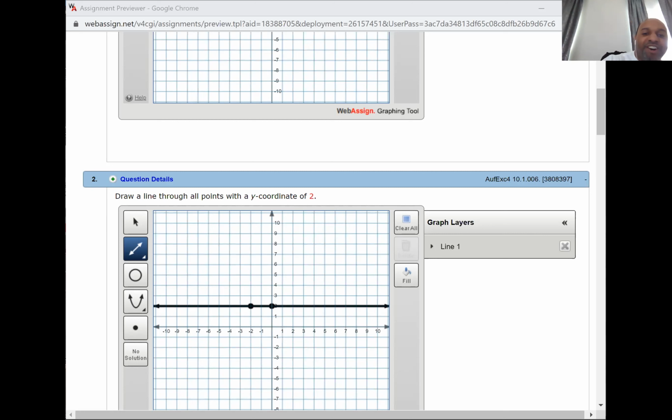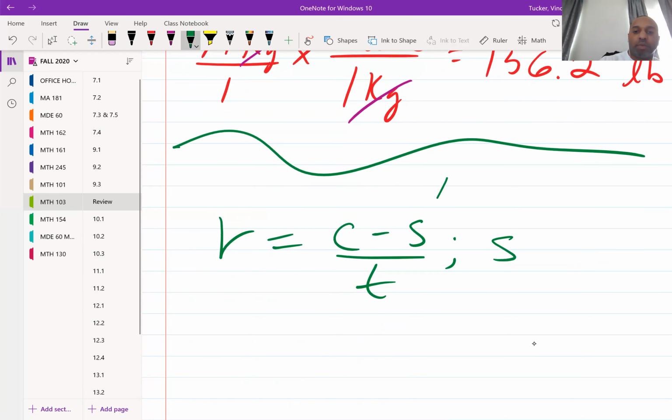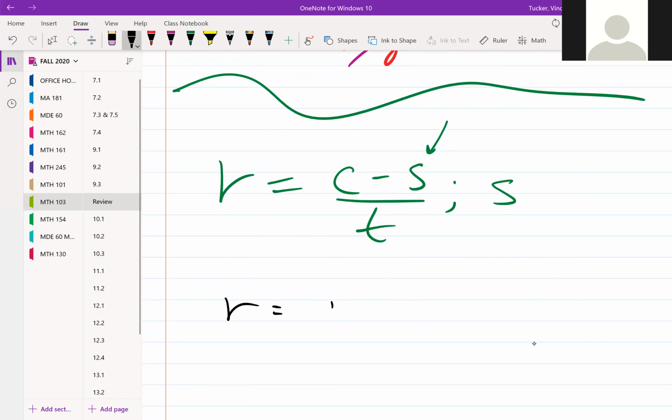All right. So you said R equals C minus S over T. And then it had the semicolon with the S on the end, in parentheses. So in other words, you just want to solve for S. Yeah, because the answer they gave us was C minus RT. That's the right answer. We just didn't know how they got it.